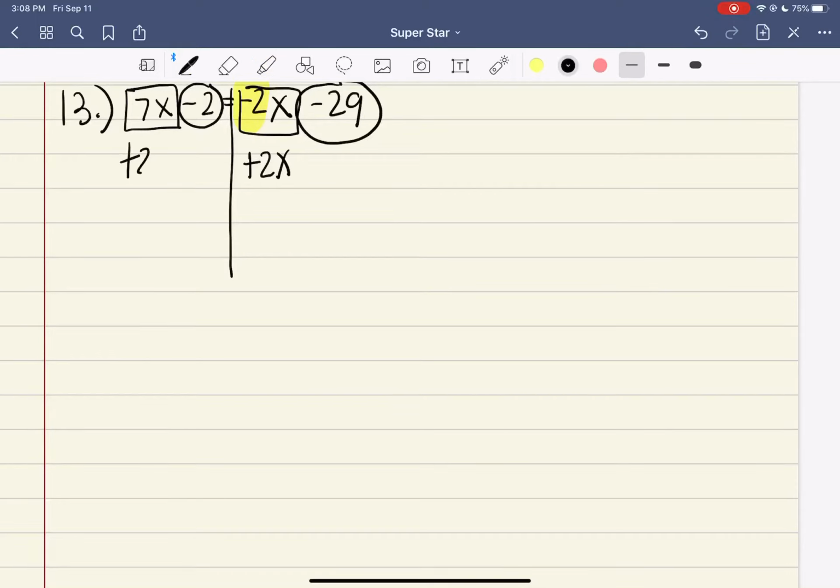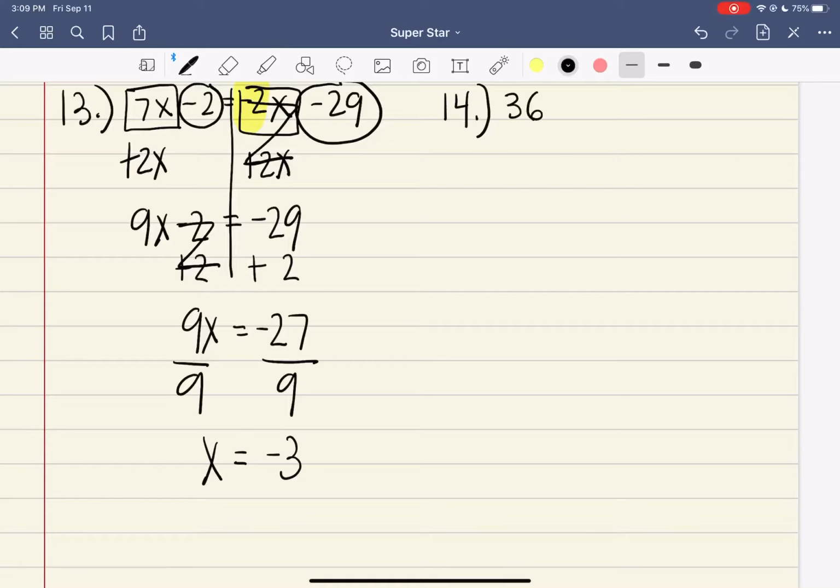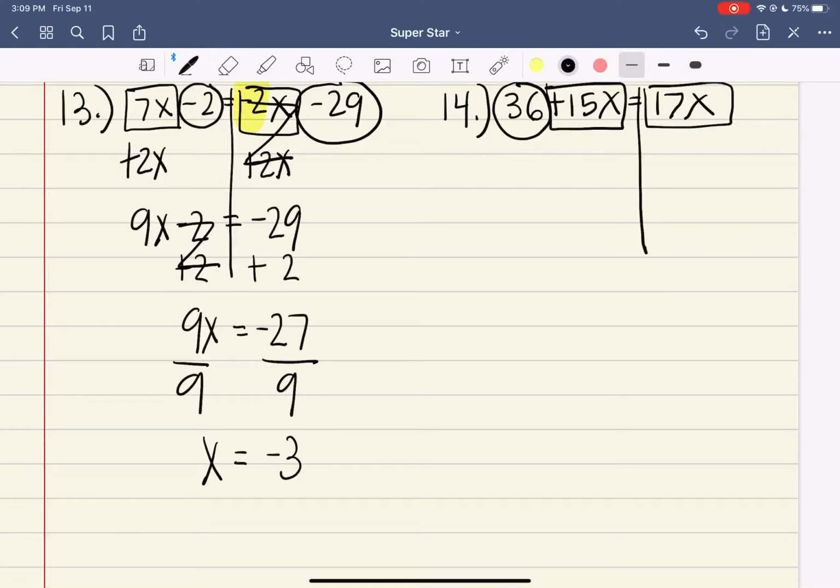Number 14, 36 plus 15x equals 17x. All right, so circle, box, line, and box. So we have variables on both sides, so that means there is a coefficient that's smaller, and that's the 15x. So we're going to move that 15x over.